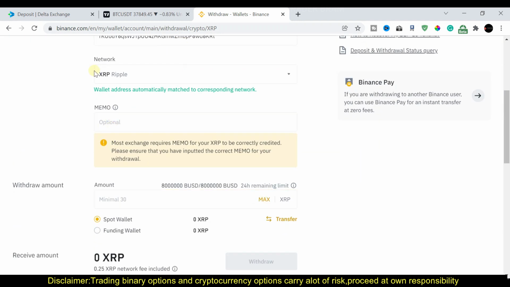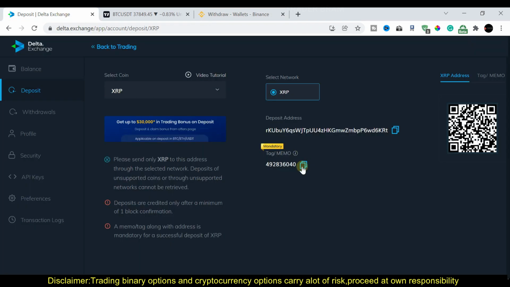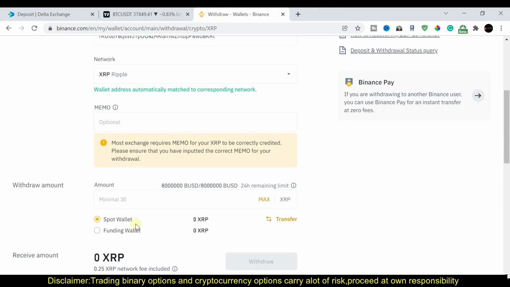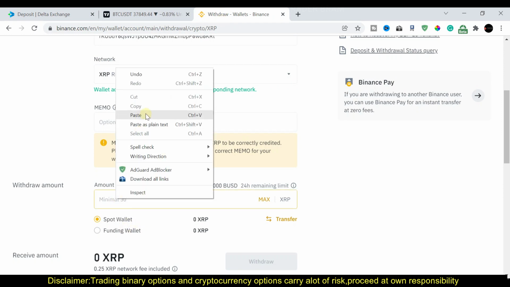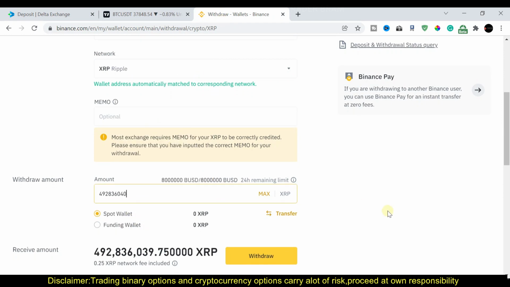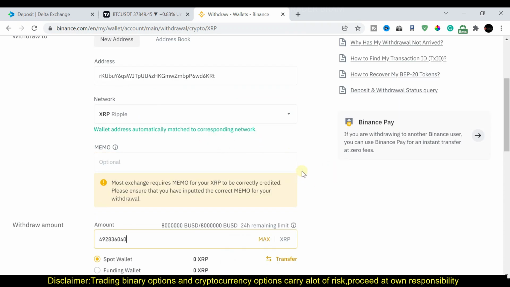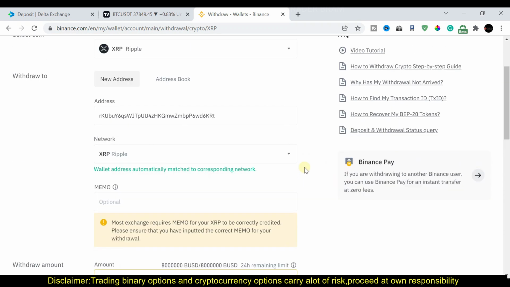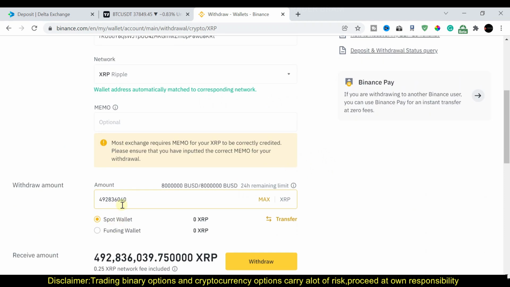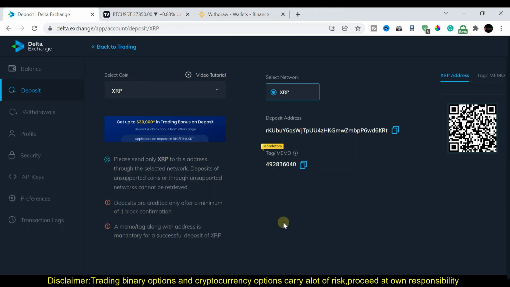To get this memo, go back, copy the memo, then paste it in your Binance account. And now you can choose the amount you want to deposit from your Binance. So that's how to deposit the XRP coin. You need to be very careful not to forget pasting the memo in your wallet. So that's about depositing in your account.